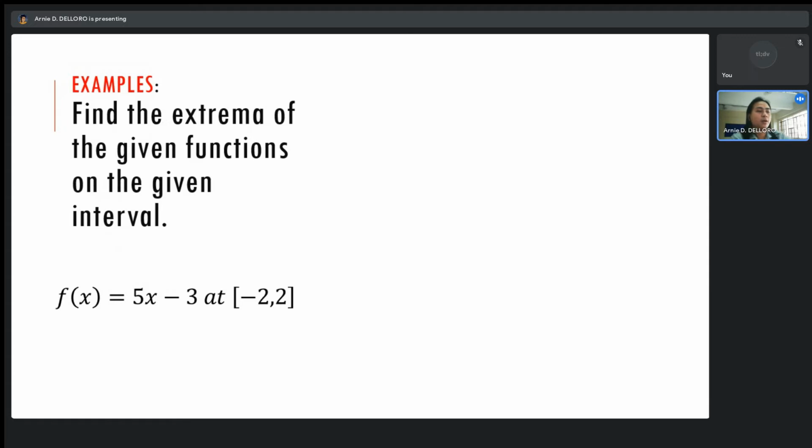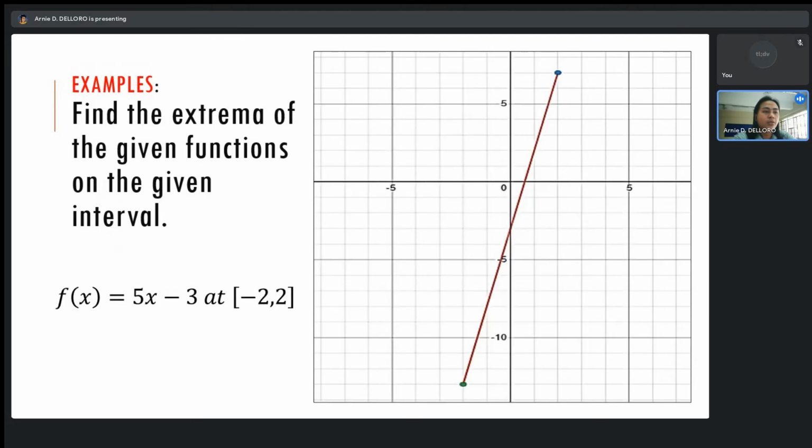So first, we have the function 5x minus 3 on the closed interval -2, positive 2. Okay? In this case, ito yung graph ng ating function. At x equal to -2, the value of the function is -13.